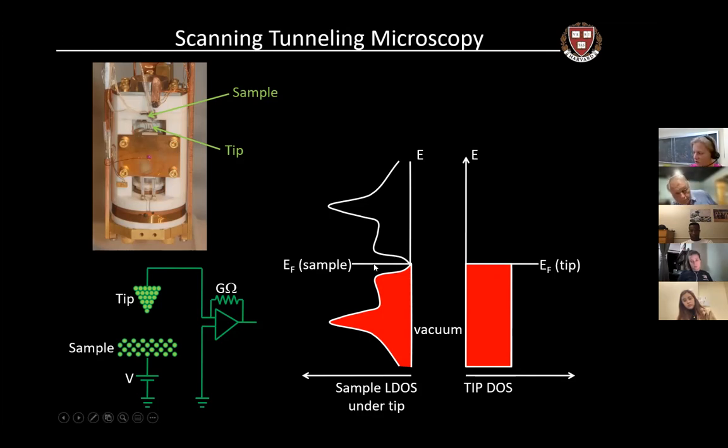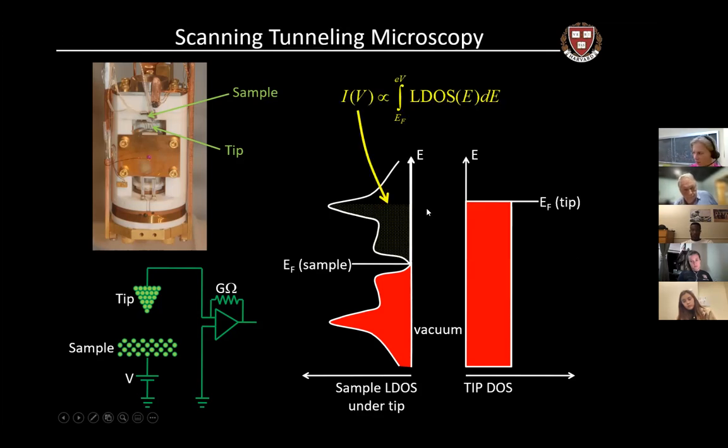When we have 0 voltage, the Fermi levels are aligned and there's no net current flowing between the tip and the sample. When we apply a voltage to the sample with respect to the tip, we're changing the Fermi level of one with respect to the other. And now all of these filled states here will find it energetically favorable to move into these empty states here.